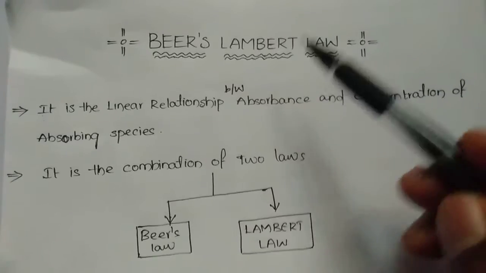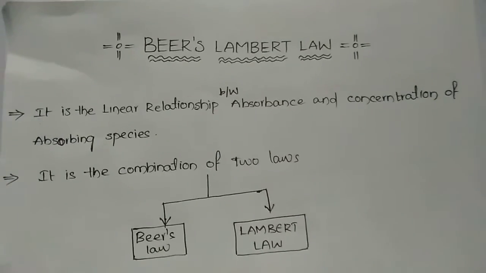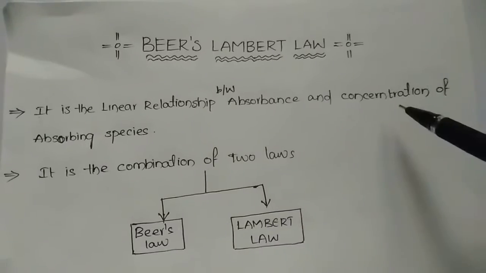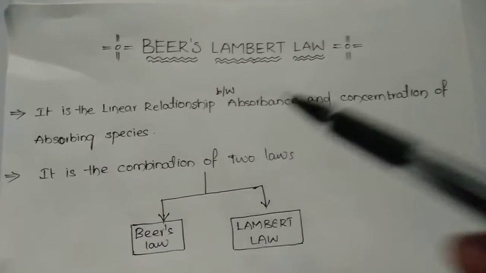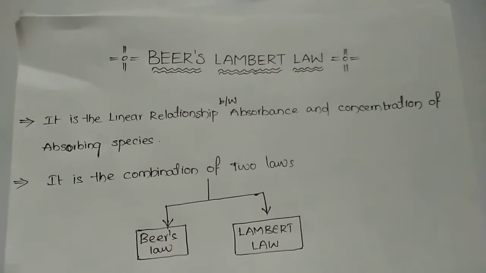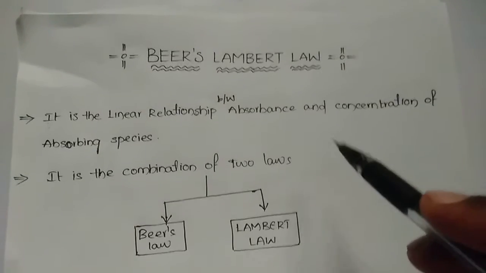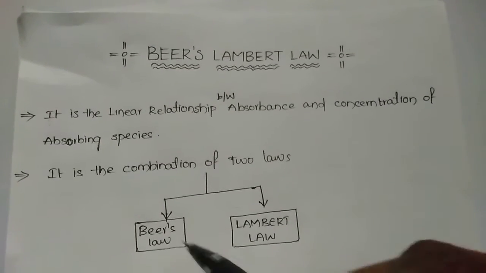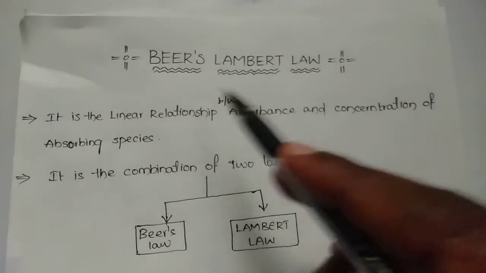Beer-Lambert's law states that there is a linear relationship between absorbance and the concentration of the absorbing species. Basically, it is a combination of two laws. The first law is Beer's law, and the second law is Lambert's law. The combination of these two laws is called Beer-Lambert's law.